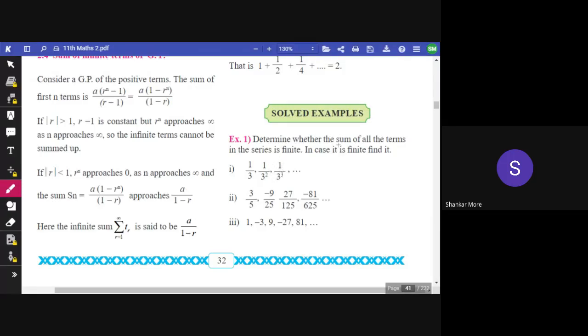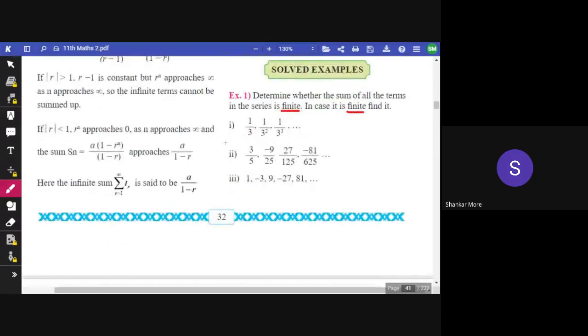Determine whether the sum of all the terms in this series is finite. In case it is finite, find it. So they have clearly mentioned it like finite. If it is finite, then you have to find it out. So for the first example, what will we find? First of all, we will find A.